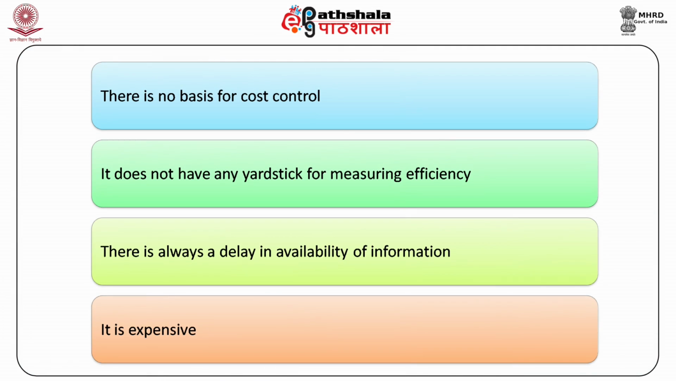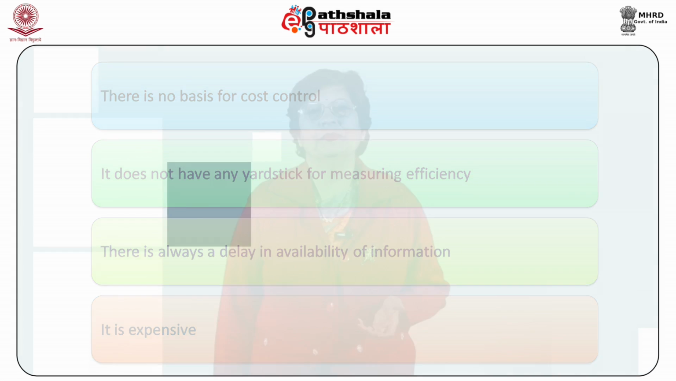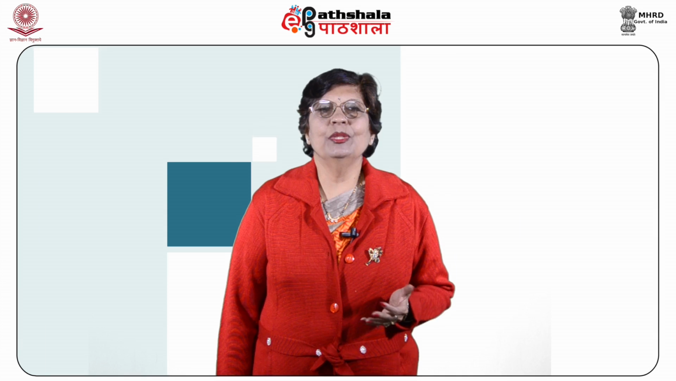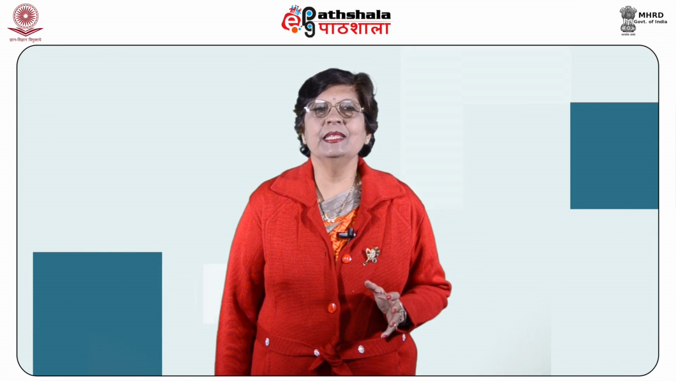Some of those limitations are: number 1, there is no basis for cost control. 2, it does not have any yardstick for measuring efficiency. 3, there is always a delay in availability of information. 4, and lastly, it is expensive. Although standard costing attempts to overcome the limitations of historical costing system, it is not a substitute to the existing historical system. Standard costing is the most extensively used technique of controlling costs.